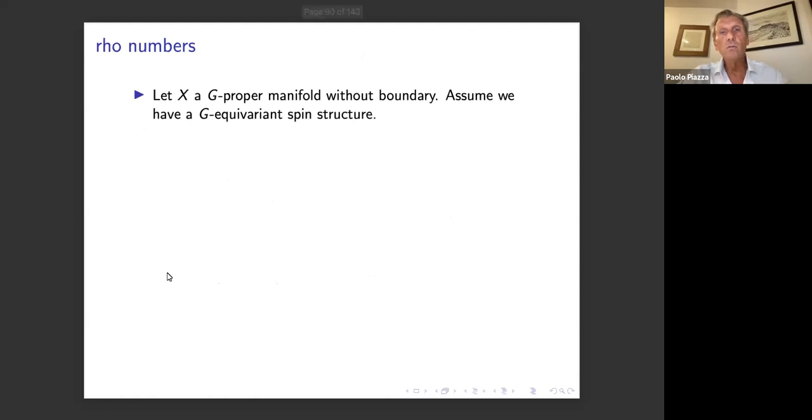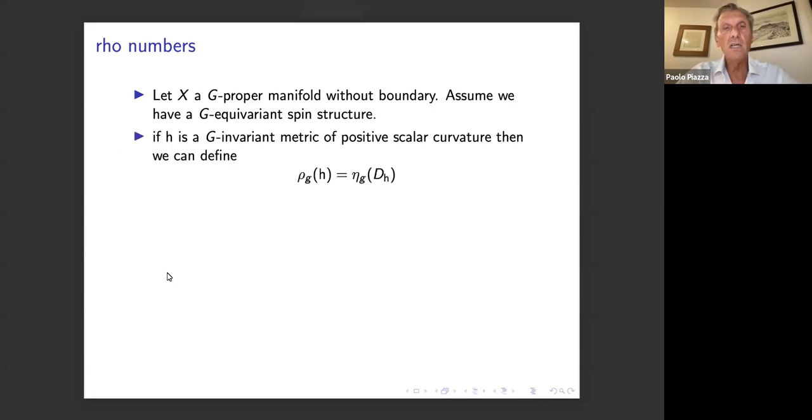So now that we have these theorems, we can define rho numbers. How do we do that? We take a manifold without boundary, and we take an equivariant spin structure, and we assume that we have a G-invariant metric of positive scalar curvature. Then we can define the rho invariant of this metric as the delocalized eta invariant of the corresponding spin Dirac operator.